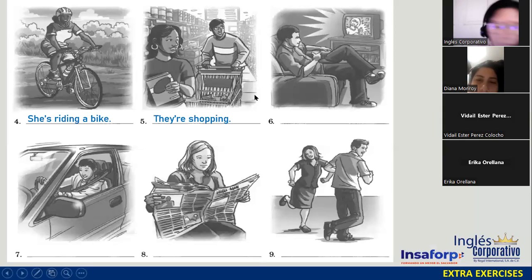What about number 6? He's watching television. Okay, he is watching TV. Muy bien. Uy, perdón, creo que se desactivó aquí esto. Ahí está. What about number 7?